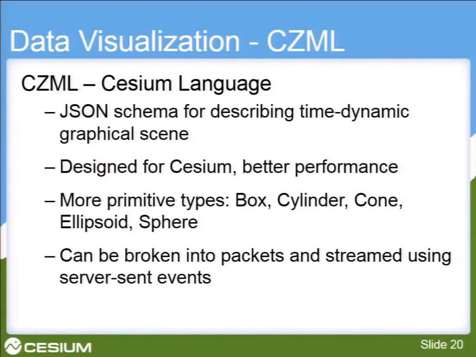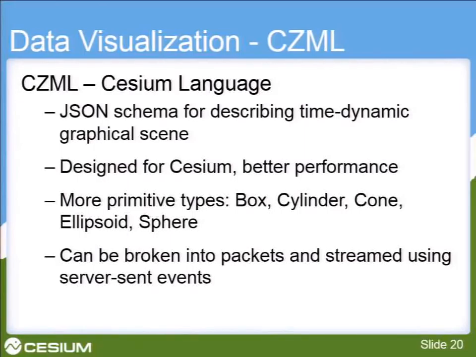So CZML is essentially our answer to KML. It's designed specifically for Cesium, so you may see better performance if you convert your KML to use CZML instead. KML can be inefficient, and Google Earth could get away with this because it could use all the resources on your computer, essentially. But since Cesium is running in a web app, we decided that we needed a more performant solution.